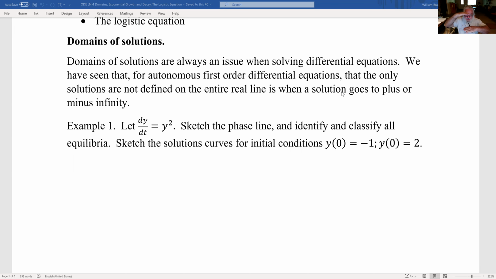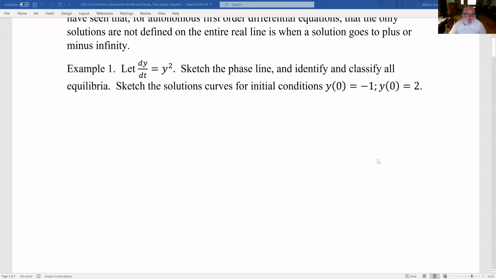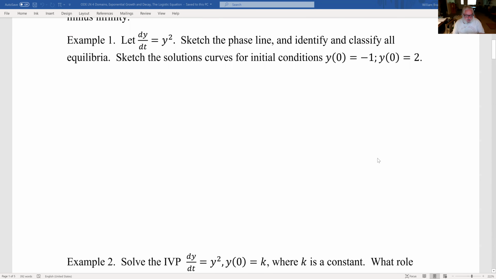So, domains of solutions. What we've seen is that for autonomous differential equations, as long as your solution is trapped between two equilibria, the domain is all t. But if a solution can go to plus or minus infinity, then there's an issue with the domain. So dy/dt equals y squared. This is a good example.